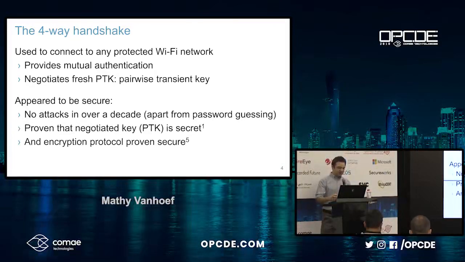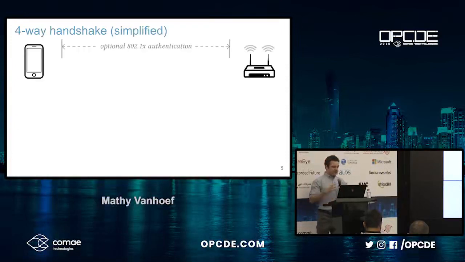On top of that, there are even formal proofs of the four-way handshake and the encryption protocol that is executed after it, which state that these algorithms, this design, should be secure. So in a sense, it's really surprising that we discovered this, because there is all this evidence pointing towards it being secure. But of course, we did find a vulnerability, and in order to explain how this vulnerability works, I'm going to discuss at a high level how the four-way handshake works, and then we can explain what a key reinstallation attack really is.